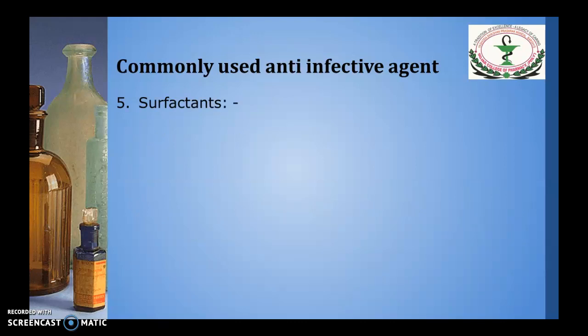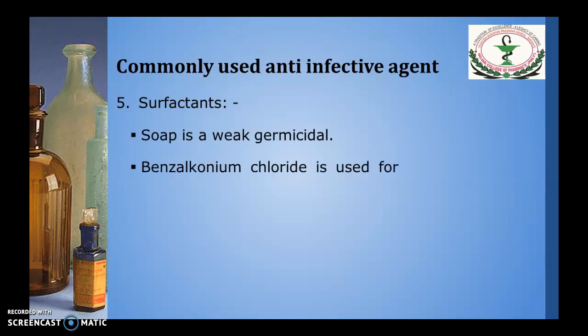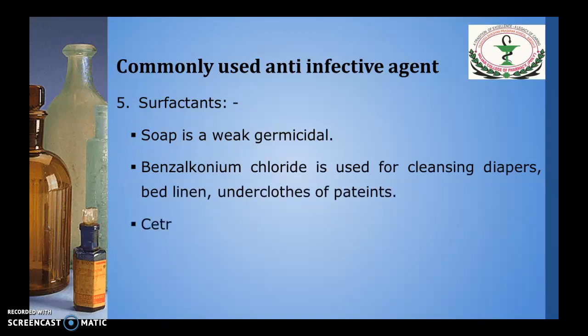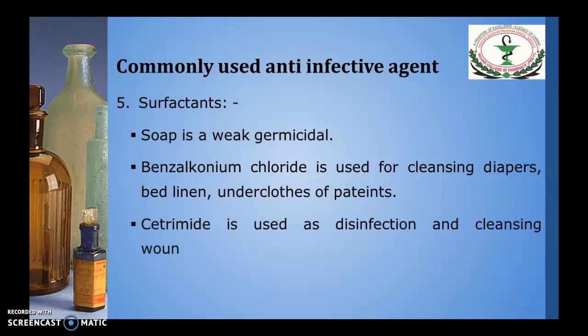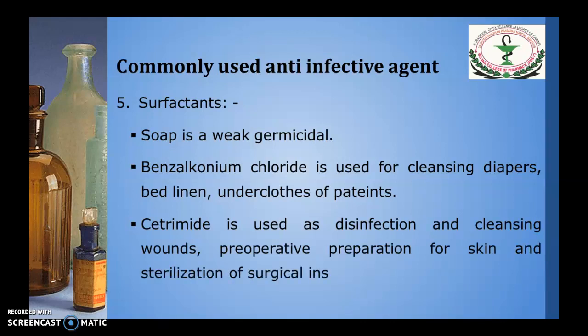Next one is surfactant. Generally, the soap we are using is weakly germicidal in nature. Surfactants like benzalkonium chloride are used for cleansing diapers, bed linen, and underclothes of patients. Citramide is used as a disinfectant and for cleansing wounds, preoperative preparation of skin, and sterilization of surgical instruments.